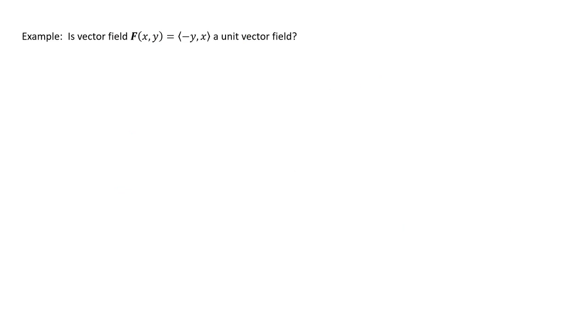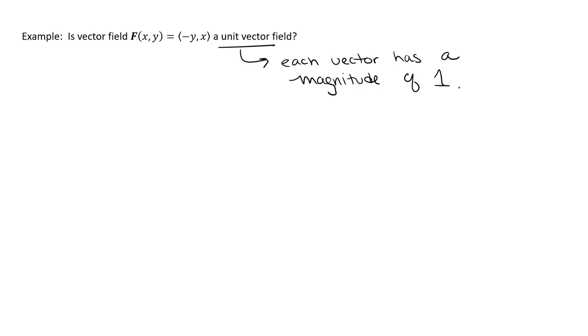All right, second thing I want to talk about is a unit vector field. A unit vector field is one which has a magnitude of 1 everywhere. So every vector has a magnitude of 1. So is the vector field negative y, x a unit vector field?